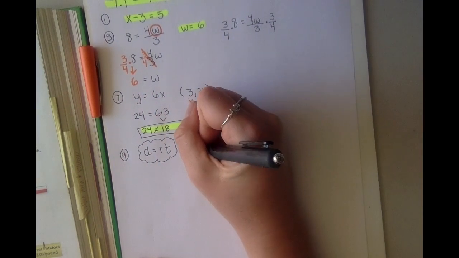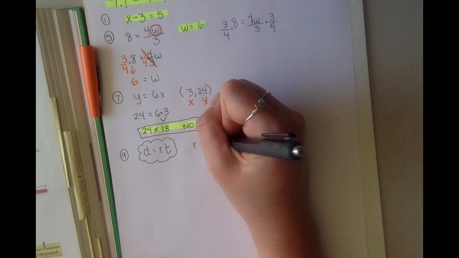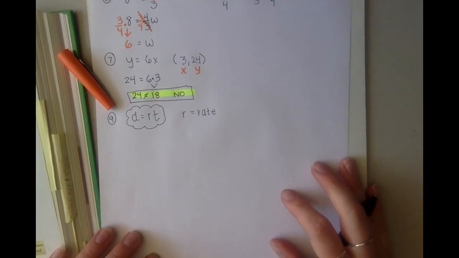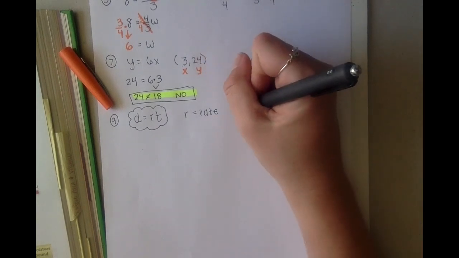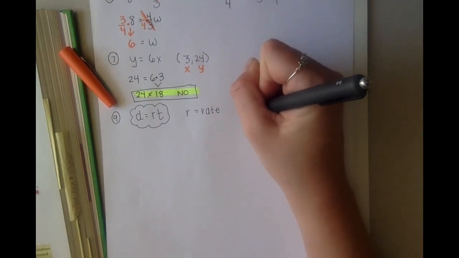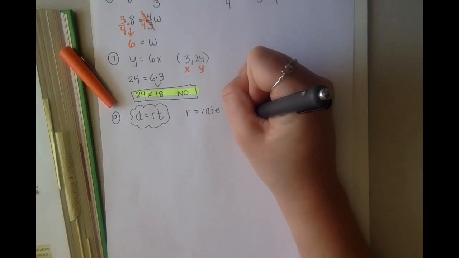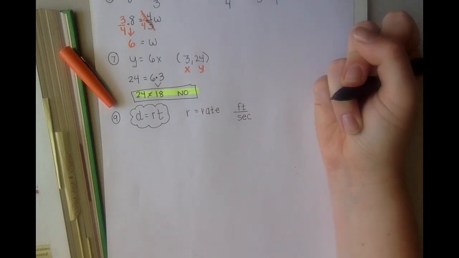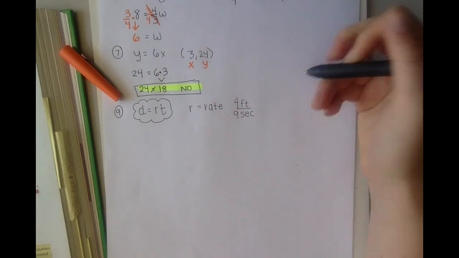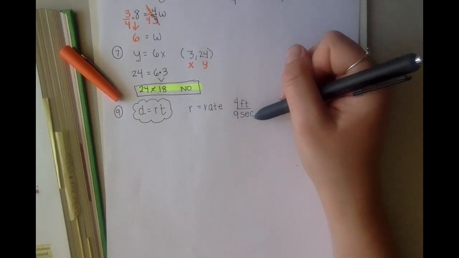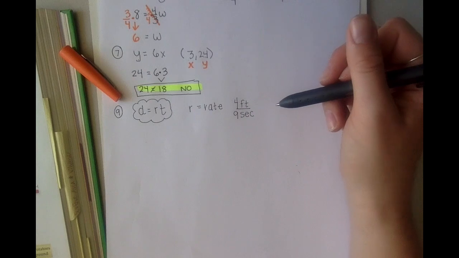Now, my r, that's equal to my rate. And for example number 9, my rate is I rise 4 feet every second. And then I fill in my numbers, it's 4 feet per 9 seconds. Remember, this is your rate. This is a ratio. Goes back to our chapter on ratios.